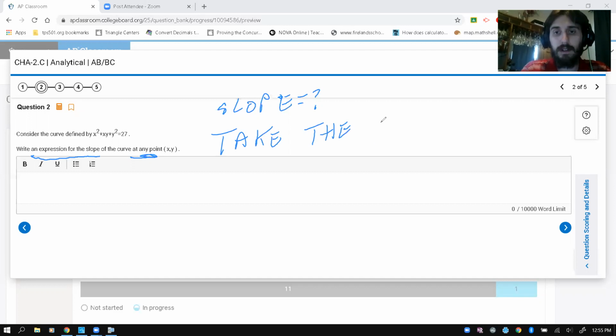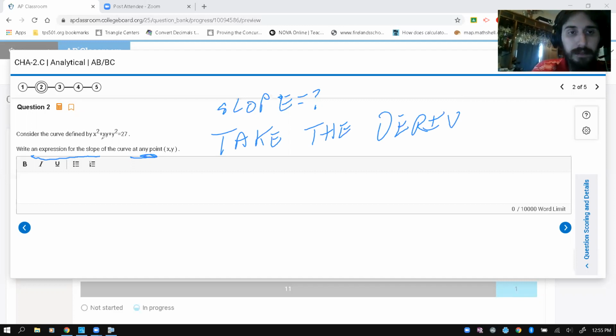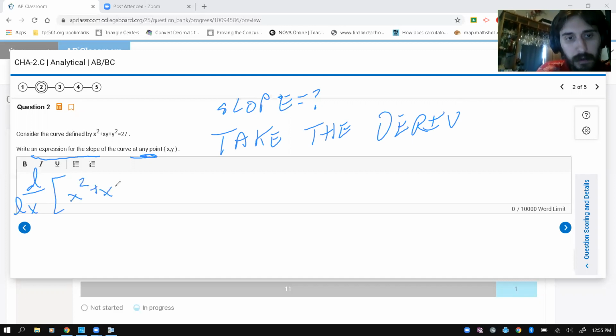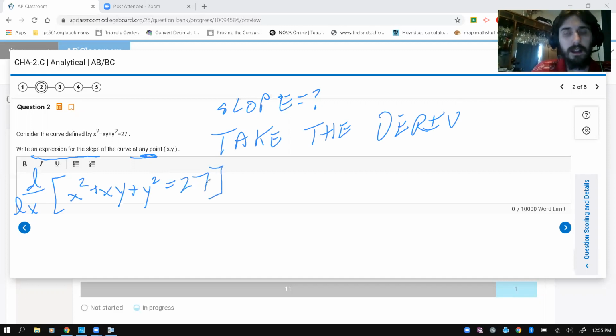So basically, what this question is asking us is, what is the derivative of this expression? The derivative of this expression requires you to do implicit differentiation. If I want to take the derivative with respect to x of x squared plus xy plus y squared equals 27, all of these are with respect to x, but we have y values in our function, so that's why we have to use implicit differentiation and keep track of what happens when we take the derivative of those values.